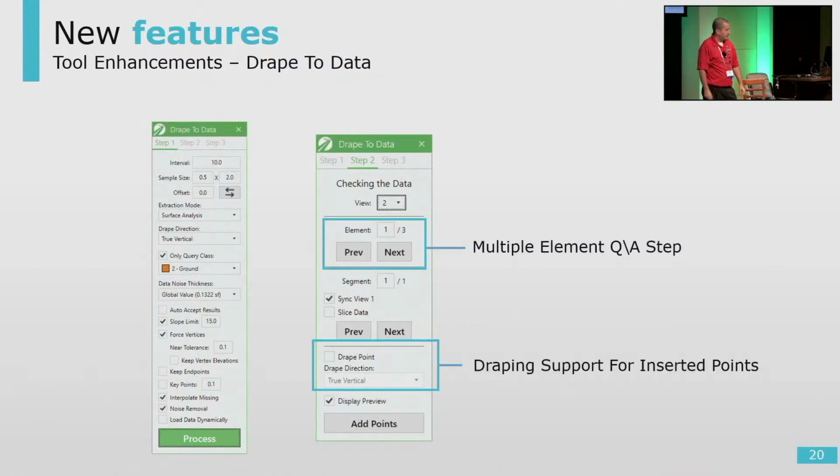All right. The next tool that's kind of gone through a change is the draped data tool. Now, the main portion of the tool has stayed the same, but we've made significant changes to the way that the QA/QC step works. For example, now you can actually process or QA/QC multiple elements. In the past, that tool automatically accepted all of the elements if you had multiple selected. Now you can actually step through one by one and look at it and make sure everything is draped properly.